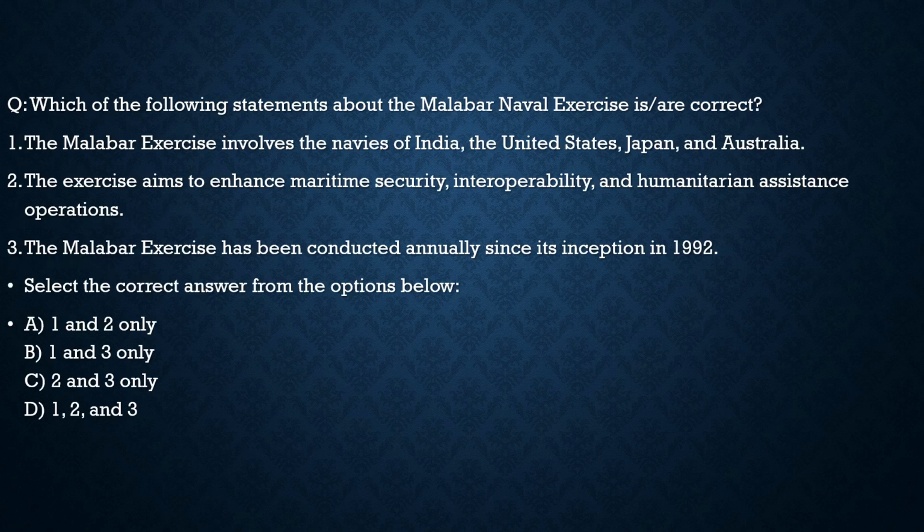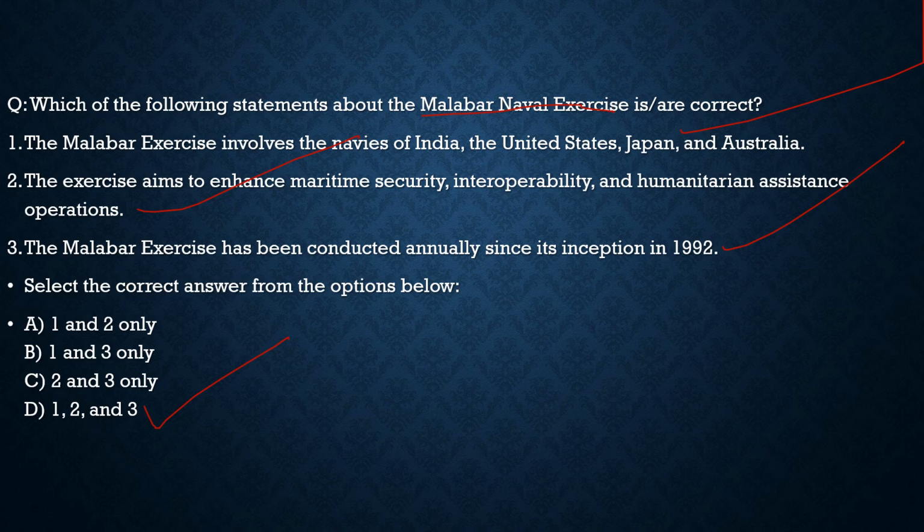Here the question is about the Malabar Naval Exercise. Let's see what the question says. The Malabar Exercise involves the navies of India, the United States, Japan and Australia, correct? Second statement, the exercise aims to enhance maritime security, interoperability and humanitarian assistance operations, correct? Third, the Malabar Exercise has been conducted annually since its inception in 1992, correct? With respect to this question, all the three statements are correct, and from the code given below, the correct code would be option D.